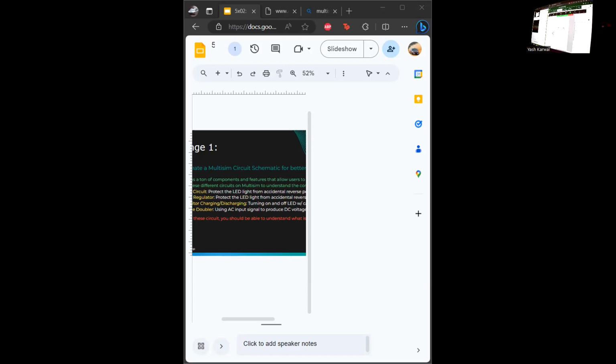So, I forgot to explain that the bigger the value, the more energy it stores, right? For our demonstration purposes, we're going to put this to a pretty large capacitor value.